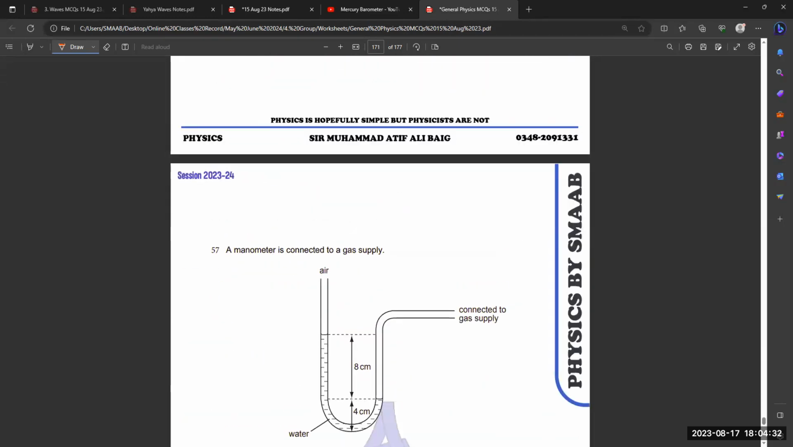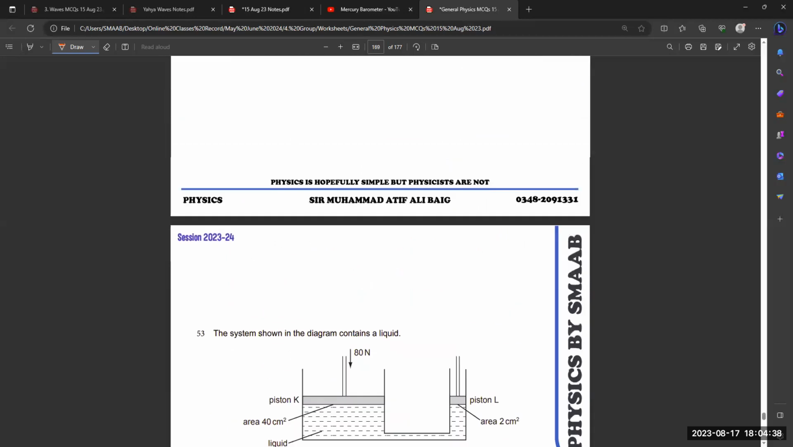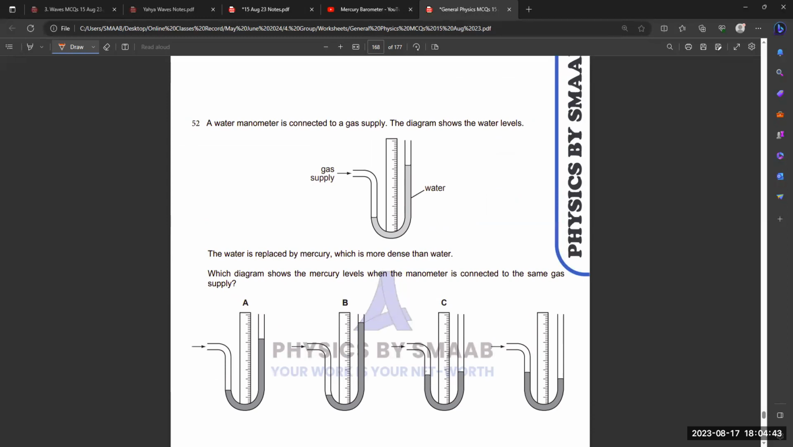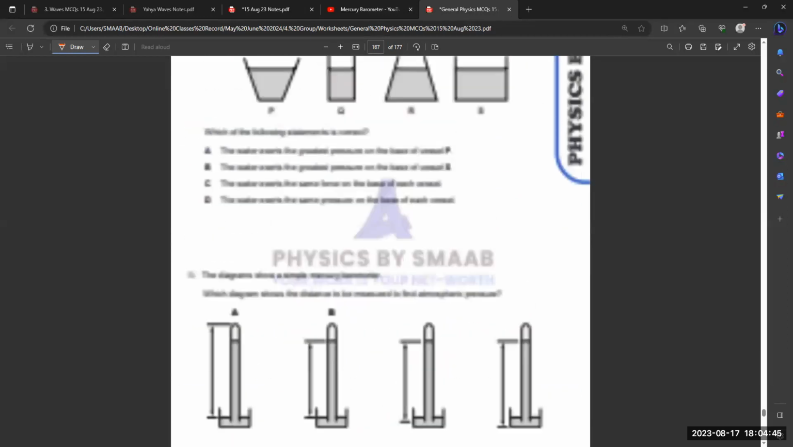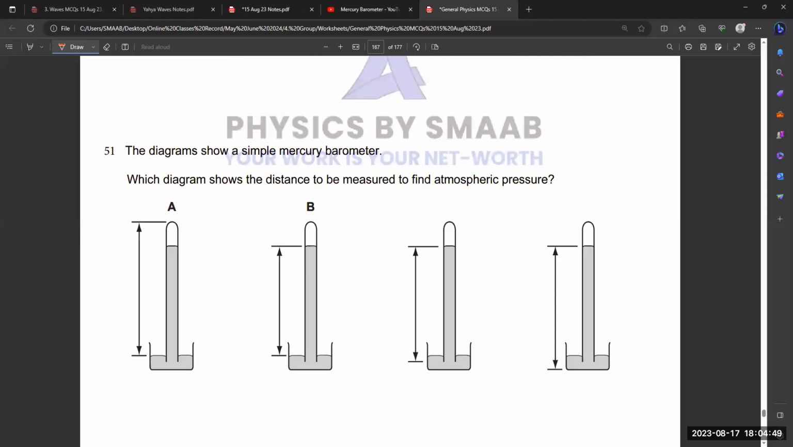You can see multiple questions are related to manometer, but manometer is excluded. So your topic is already very short because of that concept. You can see again manometer. Question 51 is related to barometer.